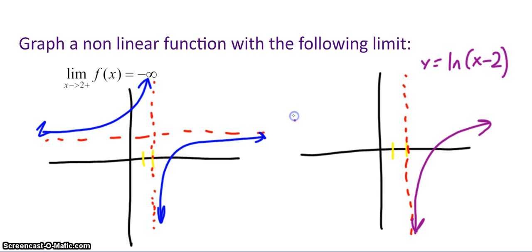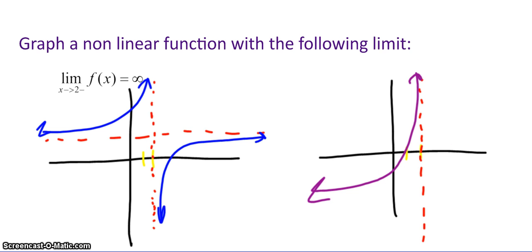Here we have the limit as x goes to 2 from the right of f of x equals -infinity. So here you need to have a vertical asymptote at x equals 2. So I did a rational function with a vertical asymptote at x equals 2, and as I approach 2 from the right, the function is going down to -infinity. I also did an example of a log function. So for instance, I actually wrote it down this time, y equals the natural log of (x minus 2). So this is the natural log function shifted 2 to the right, but you could do any log function shifted 2 to the right.